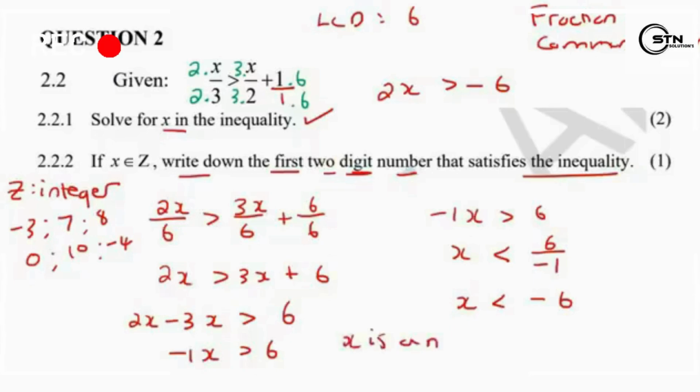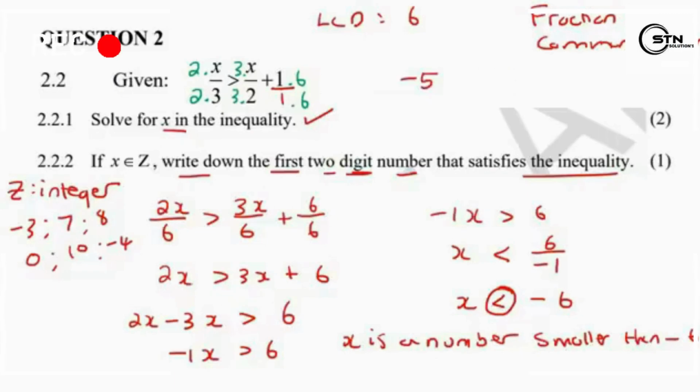X is a number smaller than negative 6. Now, what is smaller than negative 6? You've got to be super careful about this. Is negative 5 smaller than negative 6? No. Negative 5 is actually bigger than negative 6. But Kevin, 5 is smaller than 6. Yes, but we're going negative. Okay? Would you rather want your bank balance to say negative 6 or negative 5? I'd rather want my bank balance to say negative 5 because it means I'm less in debt. If my bank balance says negative 100, it means that I'm 100 Rand in debt, which means I really don't have a lot of money.